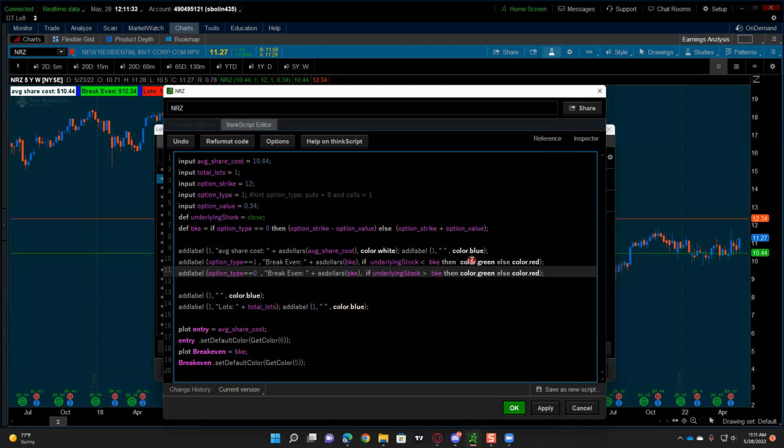even, then the label will be green. And if price goes above our break even, that label will turn red. On the put side, as long as the stock price is above the break even, the indicator will be green. And if the stock price falls below our break even on the put side, the indicator will turn red. There we go. It seemed like a lot of work just to get to that.